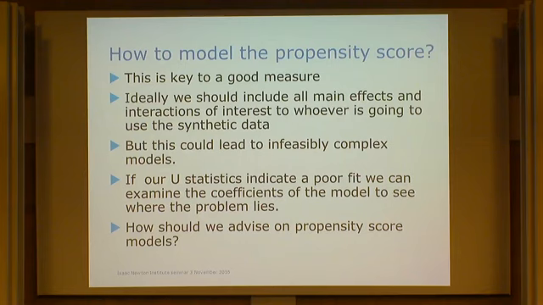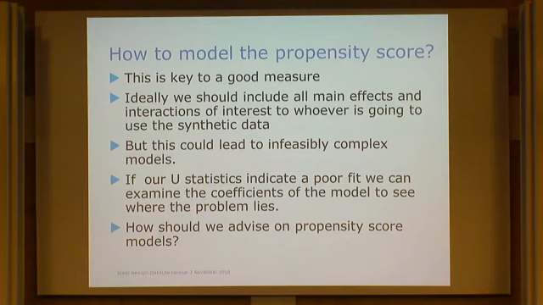How to model a propensity score is the key thing. Ideally, we would like to have all the main effects and interactions that are going to be of interest to whoever is going to use the synthetic data. But we don't really know that, so it would be tempting just to put everything in it, everything, second and third order interactions. But you soon find that this leads to huge models which are not feasible and might not even be estimable. So that's one of the disadvantages.